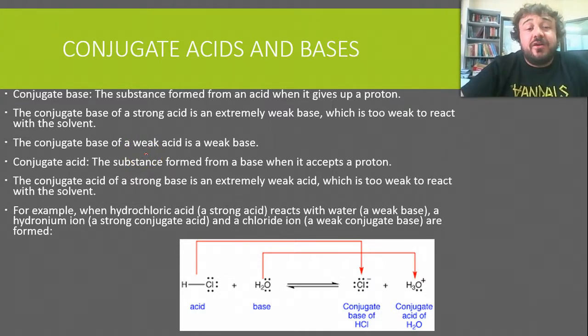So a conjugate acid: here's our base. What's formed when that pulls on the extra hydrogen ion is our conjugate acid. And the opposite is also true. The conjugate acid of a strong base is an extremely weak acid, and it doesn't react with the solvent. Now, when hydrochloric acid, which is a strong acid, reacts with water, a very weak base, a hydronium ion and a chloride ion, which is the weak conjugate base, are formed. The hydronium ion is a strong conjugate acid.